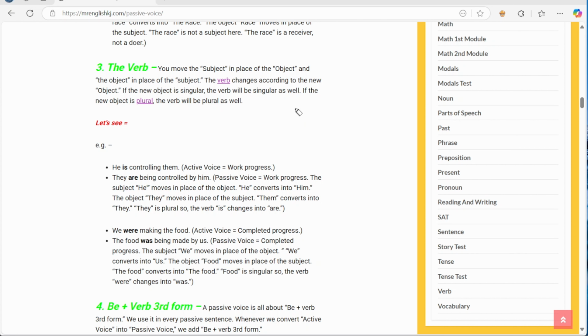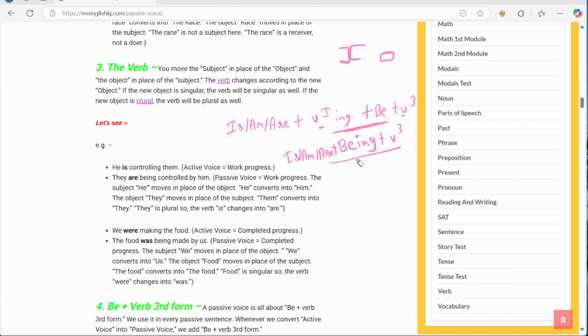Okay. Now, be plus verb third form. We add it to any verb. So in present continuous, if you see is, am, are, that is the rule of present continuous. Is, am, are, verb first form, ing. We convert it into passive by adding be plus verb third form. Okay. Now what we do, you can see one verb here, one verb here. So we combine these two together. What will we get? Be plus ing, we will get being. Okay. Then it becomes is, am, are plus being plus verb third form. This is the rule of passive voice present continuous.